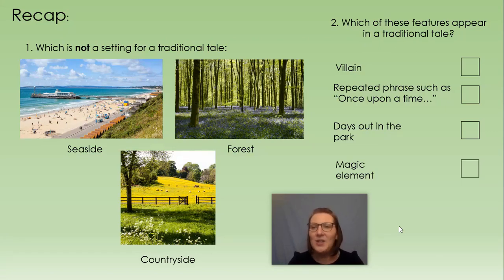And then the next question is, which of these features appears in a traditional tale? So you can tick more than one if you need to. A villain, a repeated phrase such as once upon a time, days out in the park, magic element. Pause the video here and have a go at answering those now.